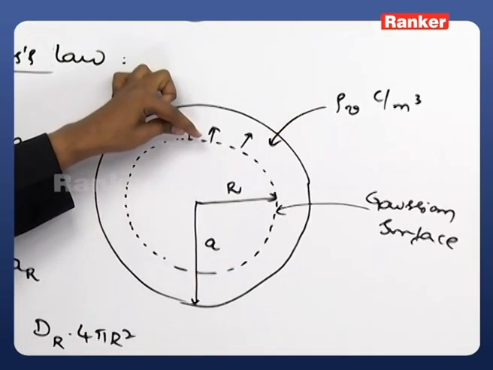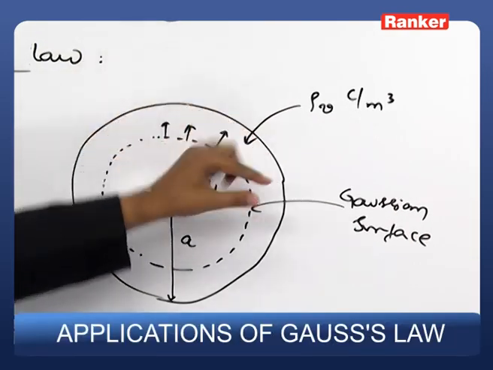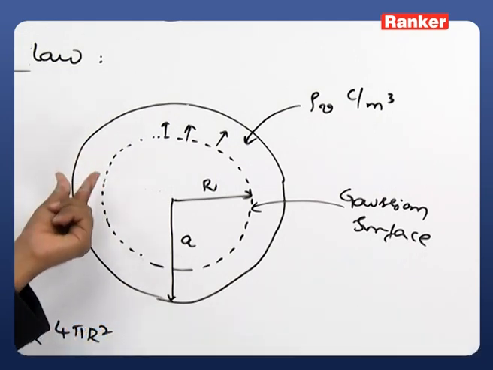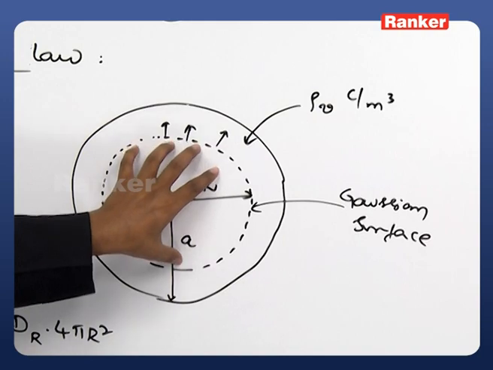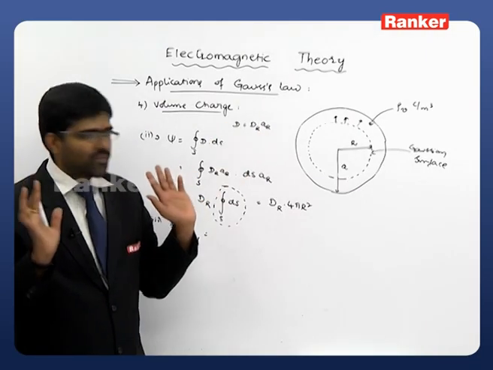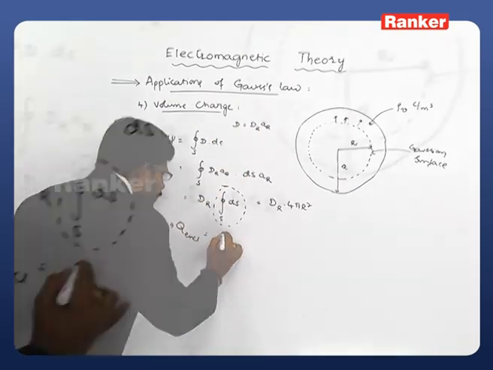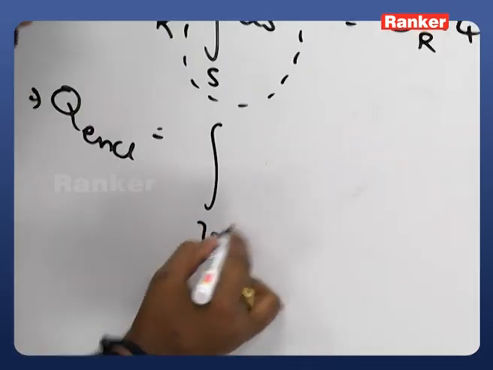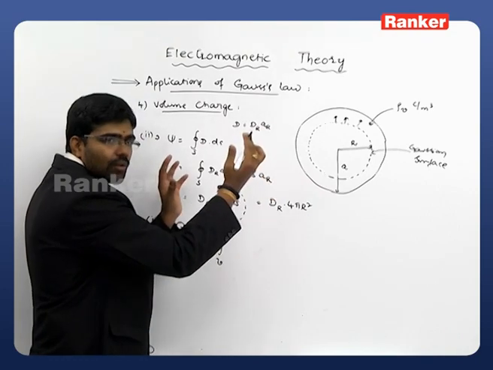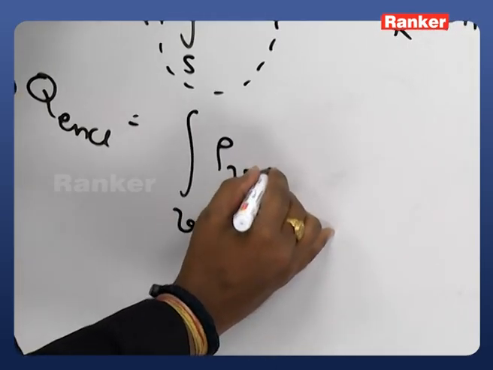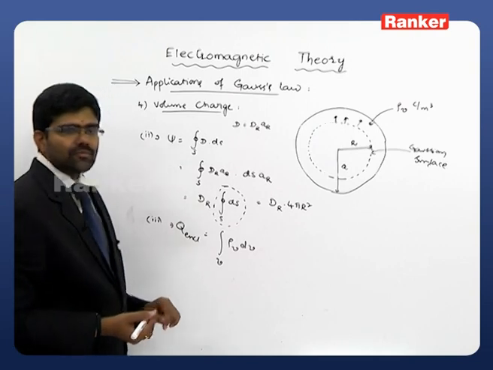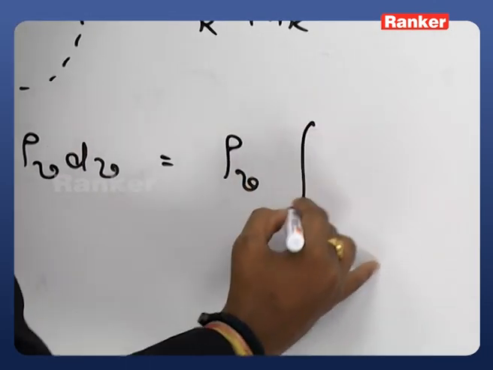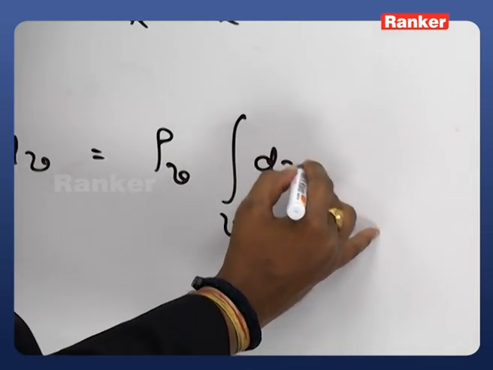Clearly remember, don't consider the charge outside this particular space, which is not meant for us. We are supposed to calculate the total charge enclosed up to the Gaussian surface only, right? So Q enclosed is the total charge, calculated using the volume integral of rho v dv. Since rho v is uniformly distributed, it is rho v times the volume integral of dv.